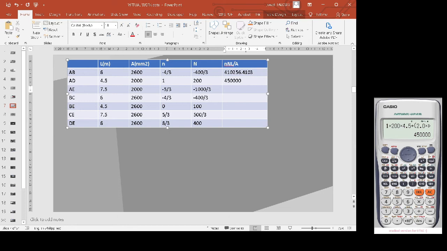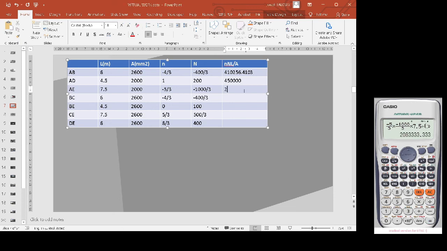So, balik ulit tayo dito sa calculator natin. So, ito, 2.0 times 10 raised to negative 3 pa rin, pero ang length niya magiging 7.5. And then, kanyang n is negative 5 thirds. So, negative 5 over 3. Then, itong capital letter N niya is negative 1,000 over 3. And then, enter. So, ito yung magiging sagot natin.